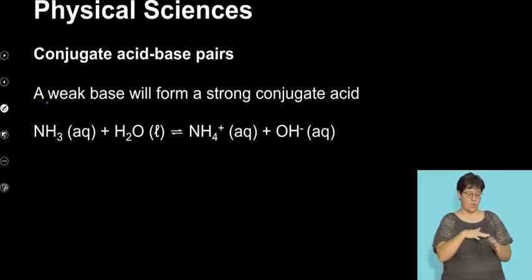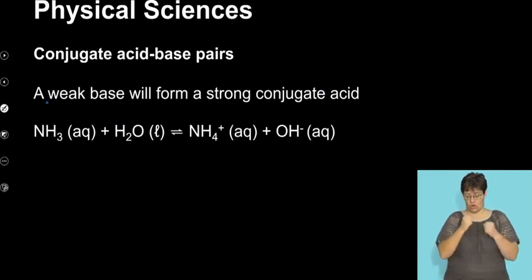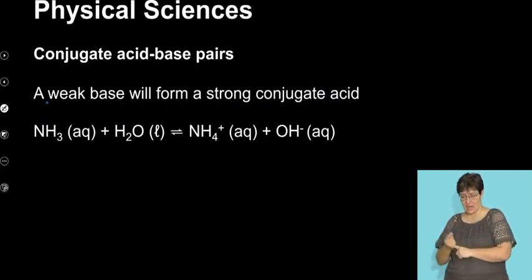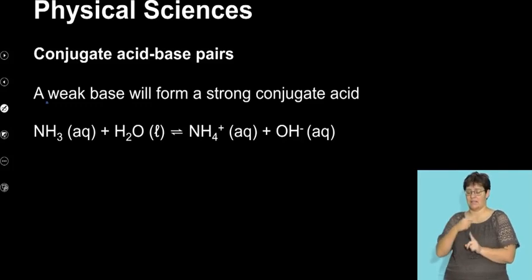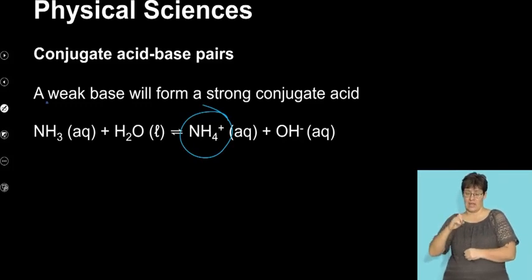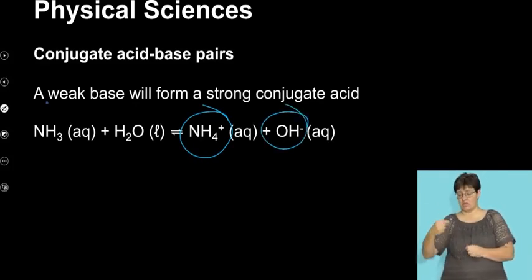When we look at a weak base, it will form a strong conjugate acid. The NH3, H2O, and then we will have ammonium, which is a strong conjugate acid, and we have OH minus, which is a strong conjugate base.